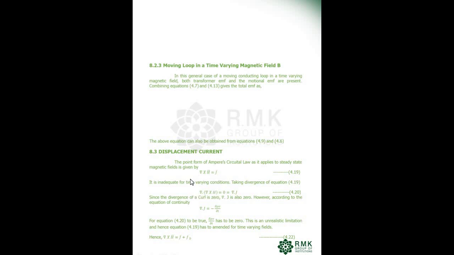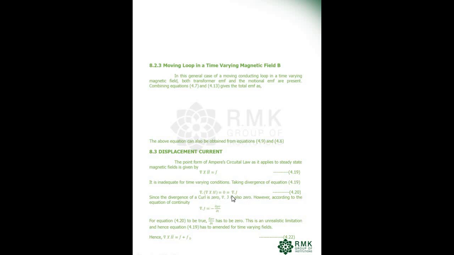Now, vector identity. Take divergence on both the sides, that is, del dot del cross H is equal to del dot J. There is an identity that divergence of del cross H is equal to 0, because the magnetic field is rotating. Divergence of a curl is 0, which is an identity that we already know.